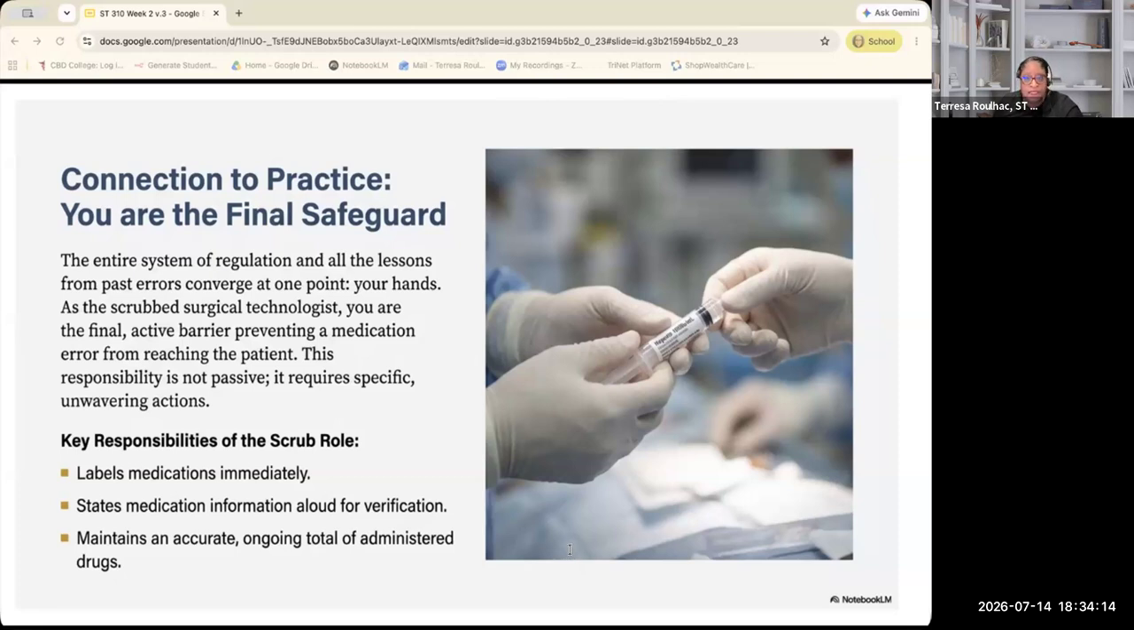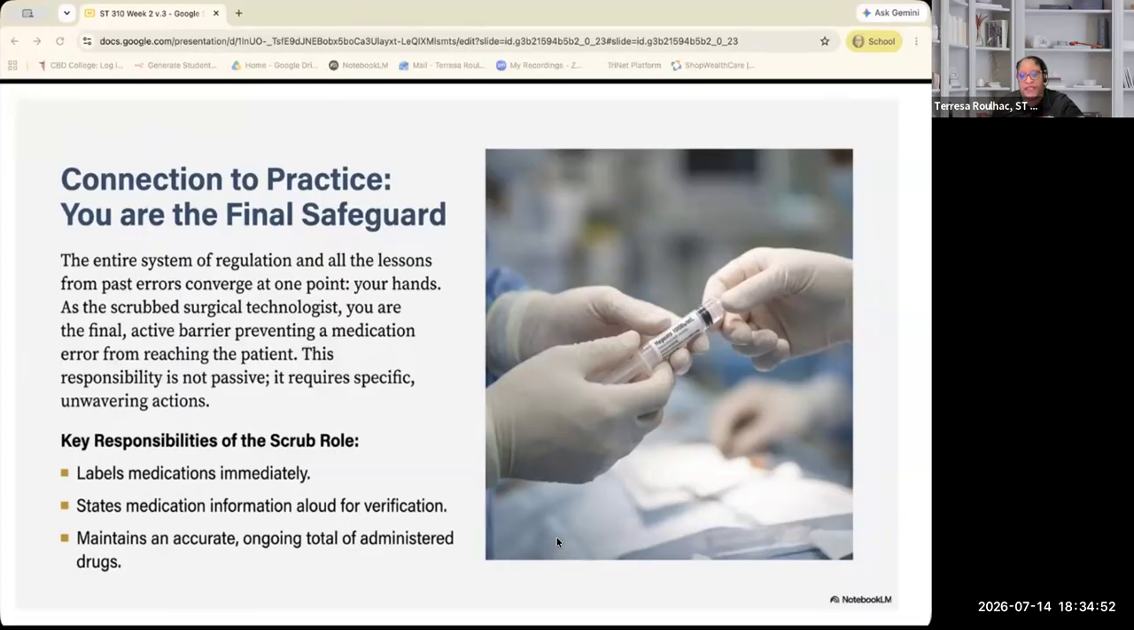We do not work in isolation. We are extremely important to the team, but our actions are going to matter. We're labeling medications accurately. We are verifying. We are communicating clearly with the team. I want you to notice something. Nothing so far is super complicated, but every one of these steps is important. They're not extra, they're patient safety steps.